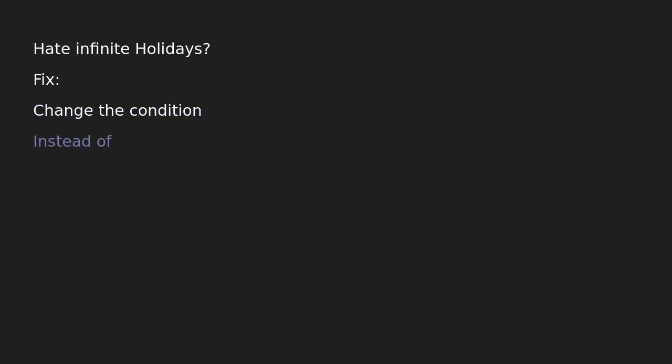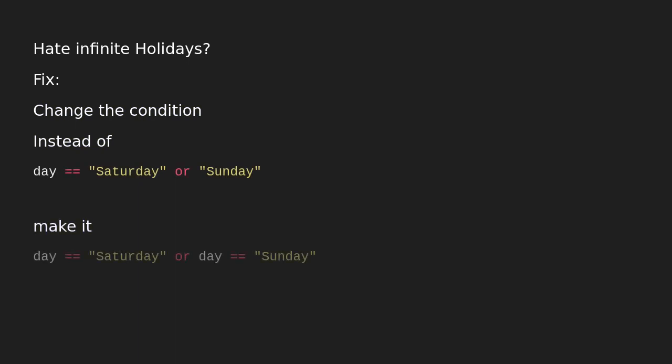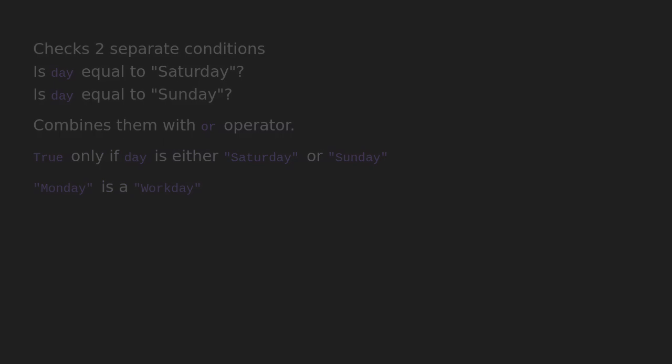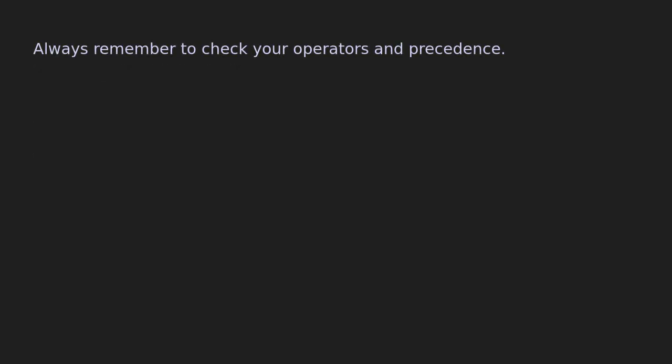But if you hate infinite holidays, you can fix the code, thus change the condition because that's where the bug is. Instead of day is equal to Saturday or Sunday, make it day is equal to Saturday or day is equal to Sunday. This code checks two separate conditions. Is day equal to Saturday? Is day equal to Sunday? And combines them with OR operator. So, the combined condition is true only if day is either Saturday or Sunday, and the corrected code outputs workday from Monday. Always remember to check your operators and precedence.